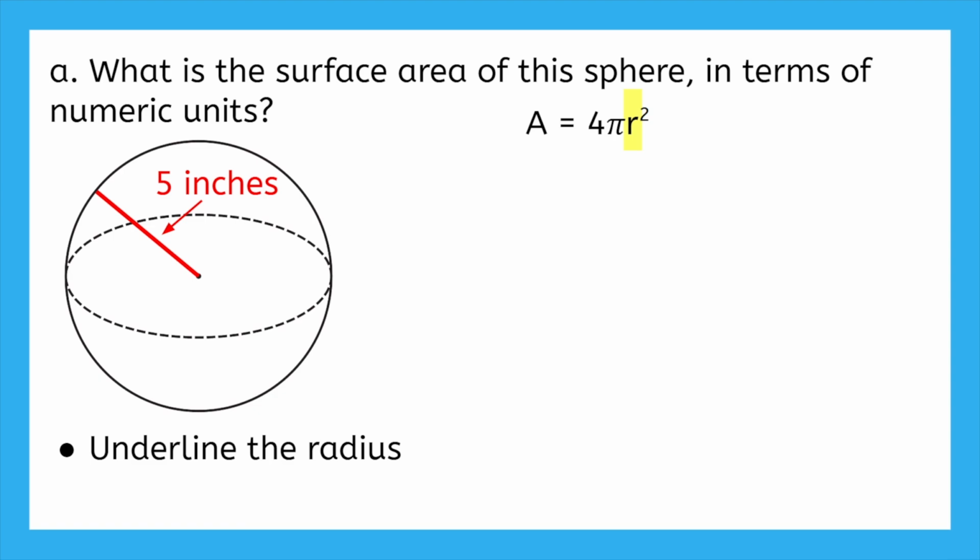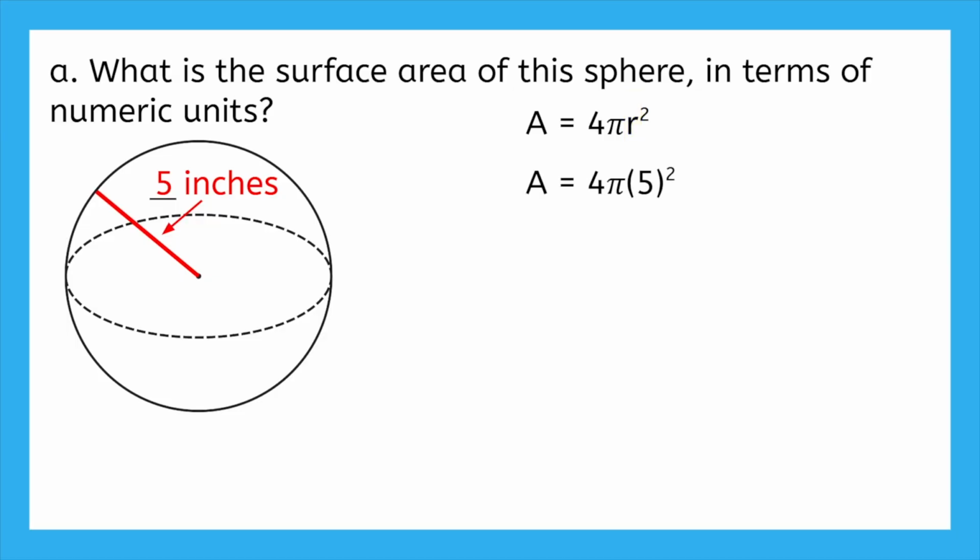Yep, the radius is 5 inches. Substituting that, we have 4 pi times 5 squared. Should I evaluate this using the pi symbol, or should I substitute in 3.14? Yeah, the problem asked for an answer in numeric units, so we'd better substitute 3.14 in place of the pi symbol.